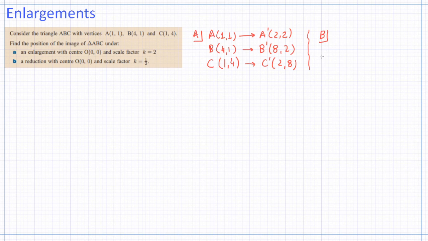What about reduction with center 0, 0, scale factor 1/2? Well, the working out is the same. The only thing that will change are the values. But it's, again, just multiply everything by your scale factor. So that's going to be 1/2 and 1/2. What about B prime? So B was 4 and 1. And now B prime would be 2 and 1/2. What about C prime? C was 1 and 4. So your C prime is now going to be 1/2 and 2.